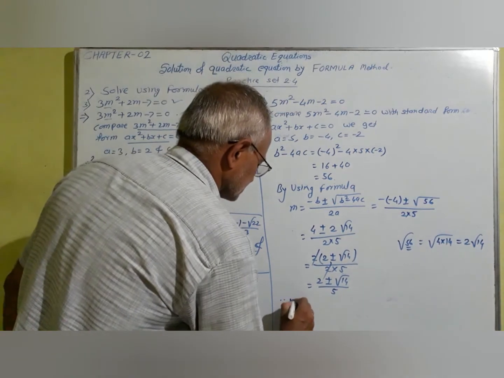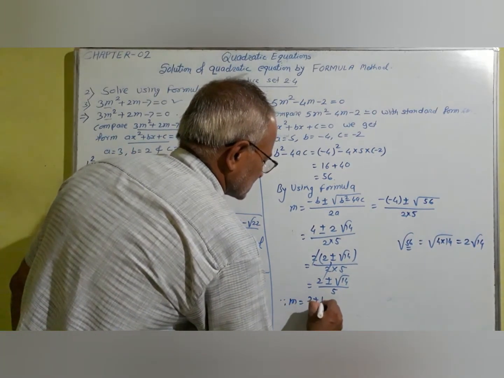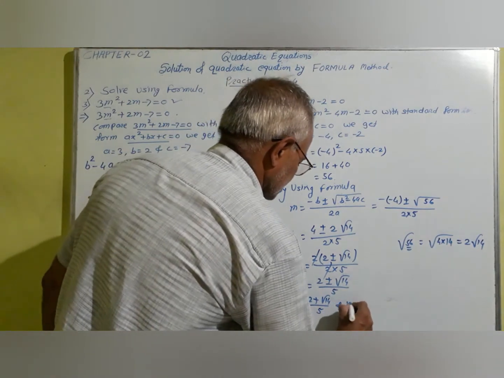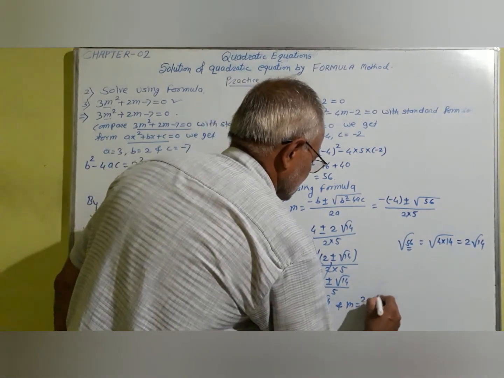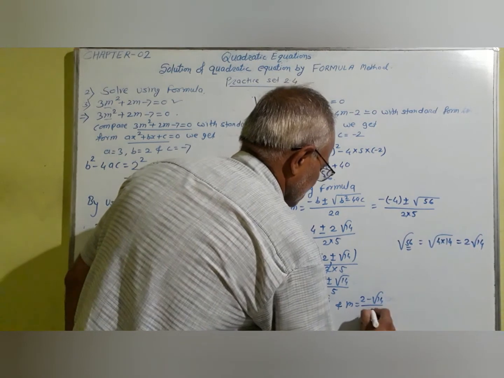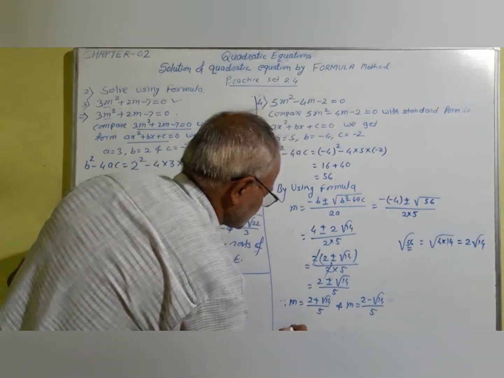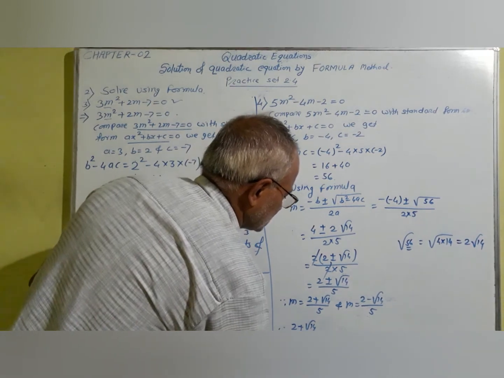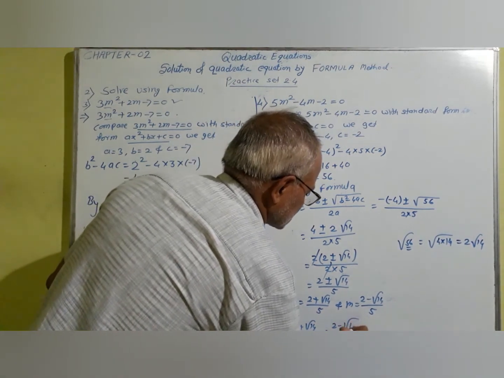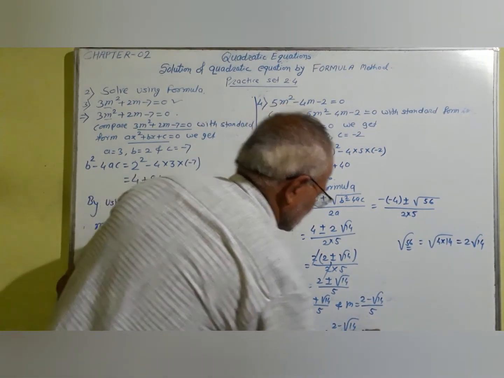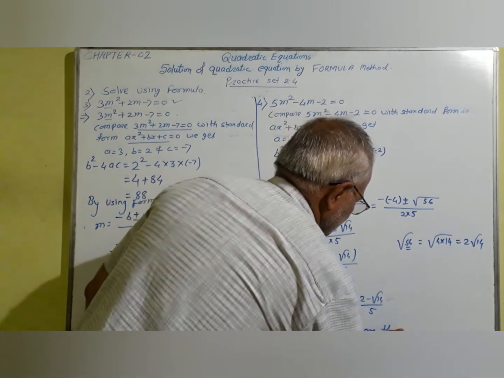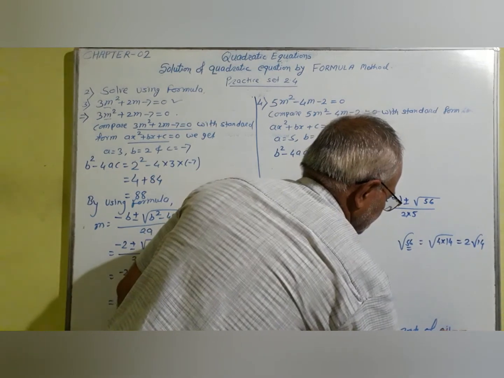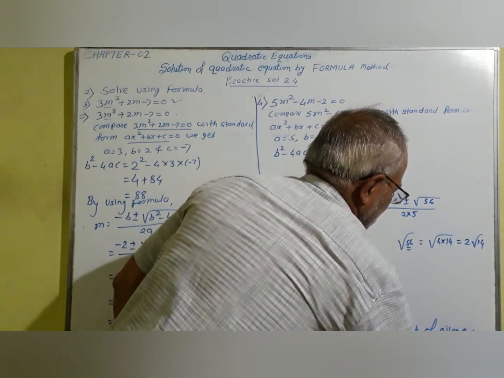And therefore m is equal to 2 plus square root of 14 upon 5 and m is equal to 2 minus square root of 14 upon 5, and therefore 2 plus square root of 14 upon 5 and 2 minus square root of 14 upon 5 are the roots of the given quadratic.